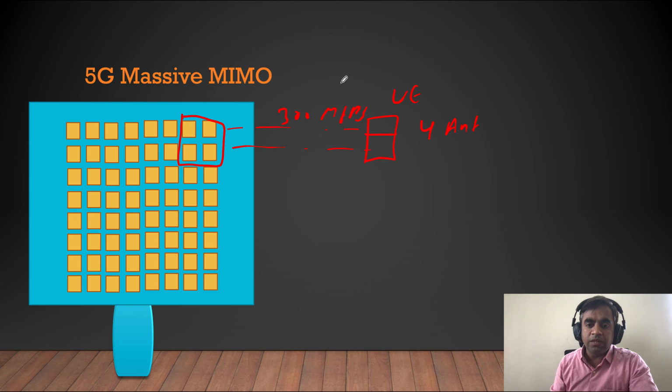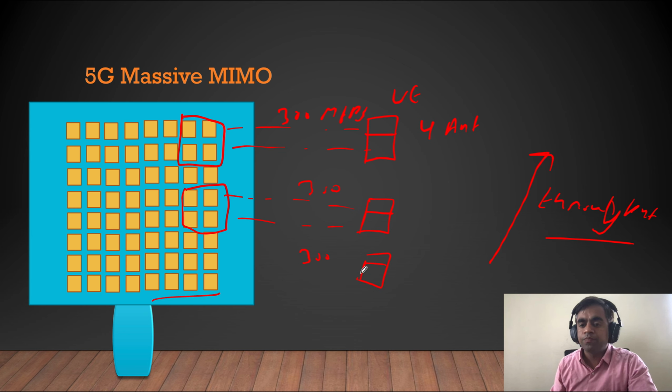The other advantage is that with this UE, we are getting 300 Mbps. Then let's say there is another UE that can be served by another group of antennas, and you get the same 300 here. Then you get the same 300 here for another UE. So this way, you see your throughput is massively increased per base station. So that is what we call massive MIMO. So I hope this is clear.